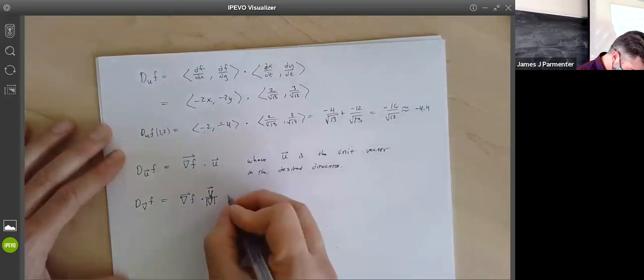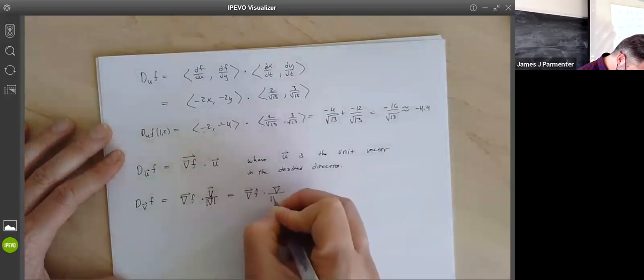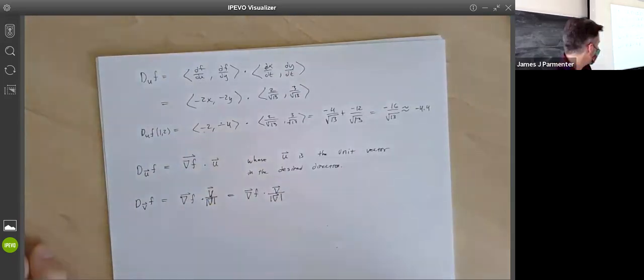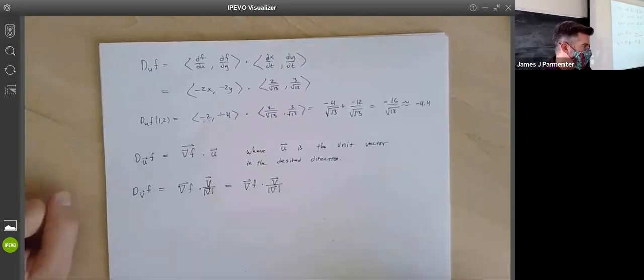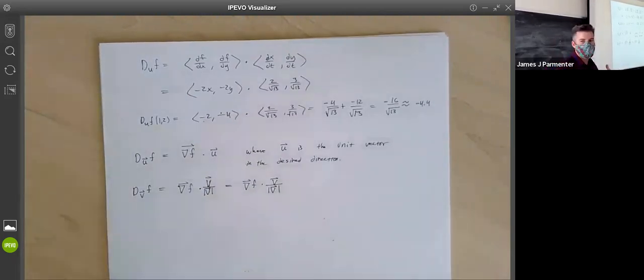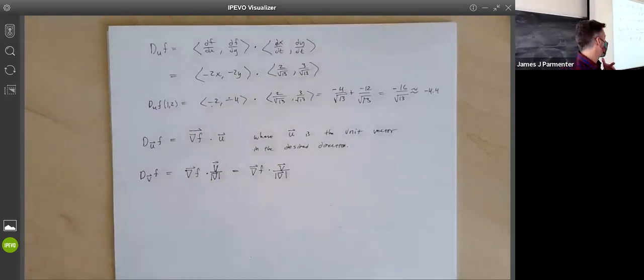Sorry, let's write that again so you can all see it better. So you're going to take your gradient, you're going to dot it with v, and you're going to divide by the magnitude of v. Either way, it doesn't matter which order you do it in. So I should point out, we know how to calculate the dot product. Is there a question? Okay.